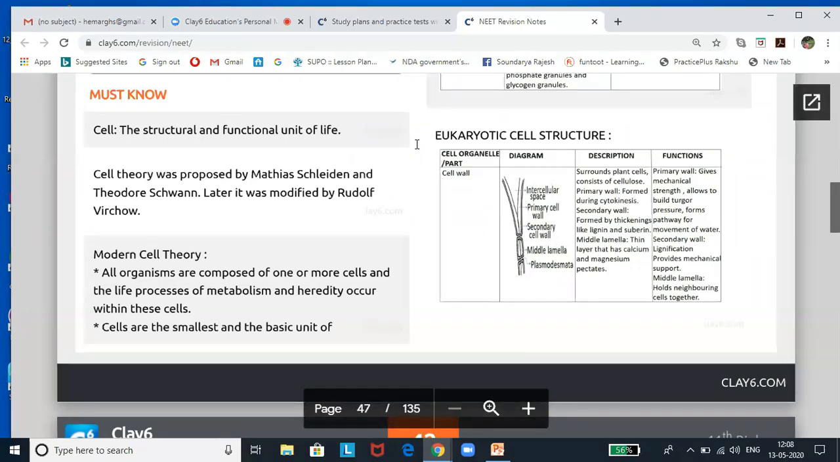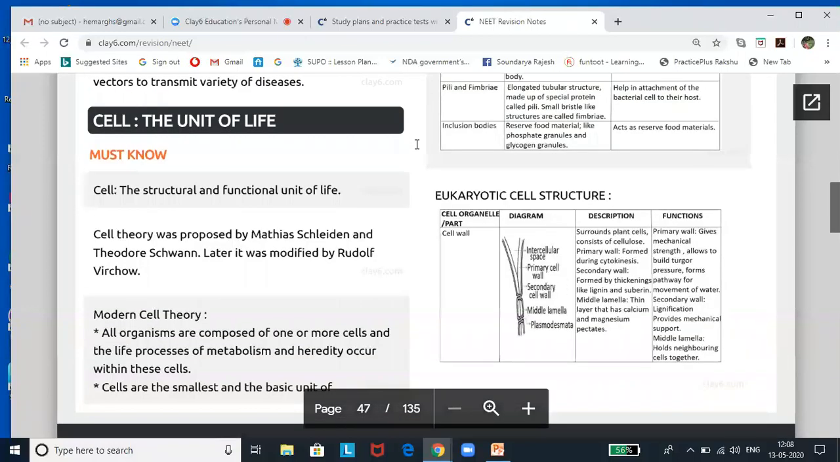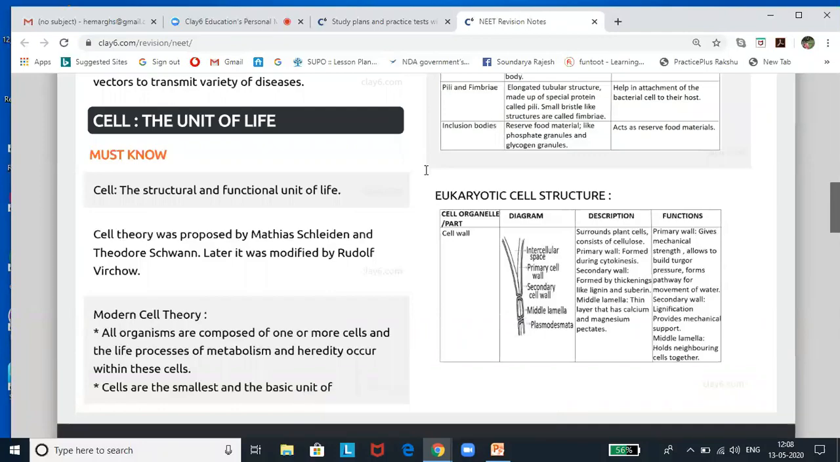Now let me get on to the lesson, the cell, the unit of life. Now what is the structural and functional unit of an organism? Obviously the answer would be cell, as all organisms are composed of cells.